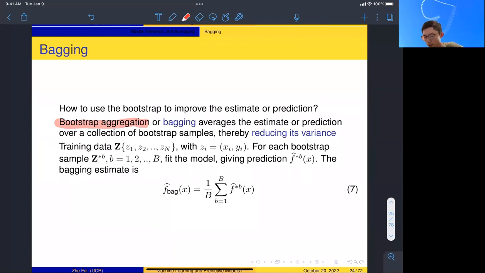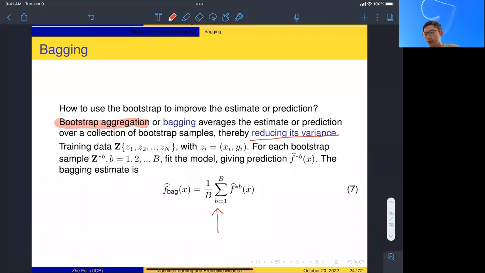By aggregation, as we see from this formula, aggregation essentially means we take the average, right? So by taking the average, we achieve the goal of reducing the variance. That's the main goal of the bagging idea.